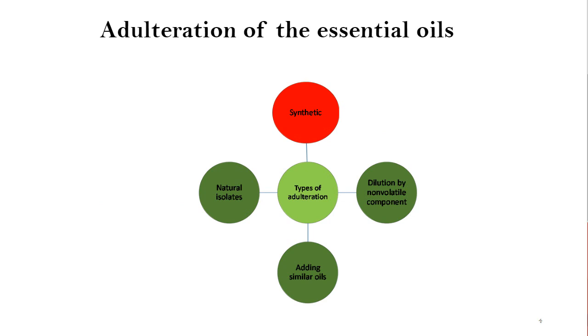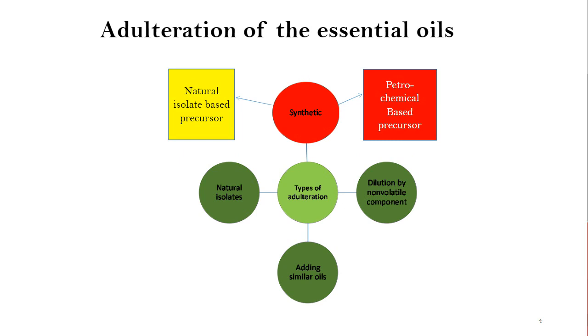The essential oil community is all the time challenged by four different and most common kinds of adulteration. Synthetic is man-made. They can be derived from either a natural precursor or a petrochemical-based precursor. By using various reagents, a naturally isolated compound is converted into other aroma chemicals, which are used as fillers in essential oils. This is one of the analytically challenging types of adulteration, and it is considered one of the sophisticated adulterations.